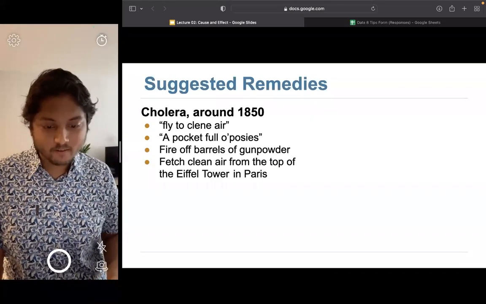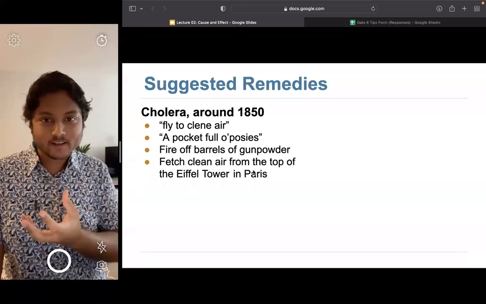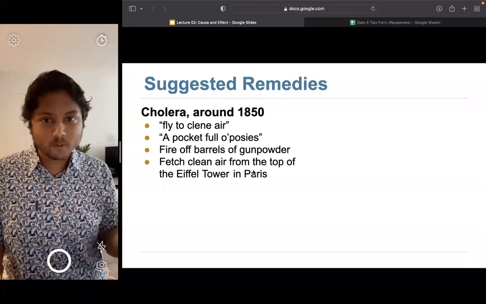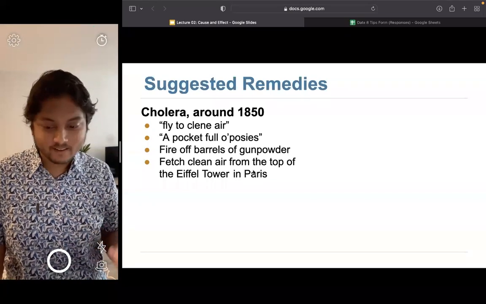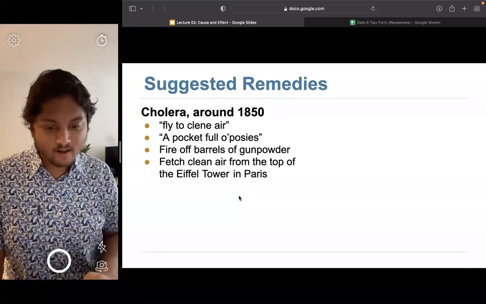And then there was even a really funny one where people were like, let's go get air from the top of the Eiffel Tower and bring it down. And then that air will be better, and it'll get rid of the disease. So, lots of creative ideas.